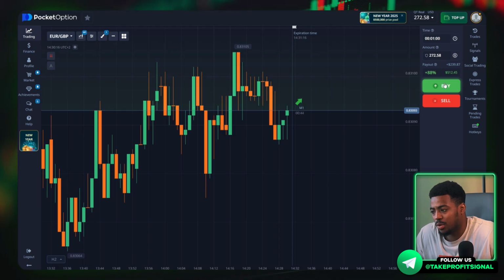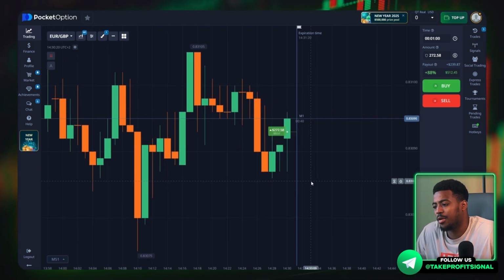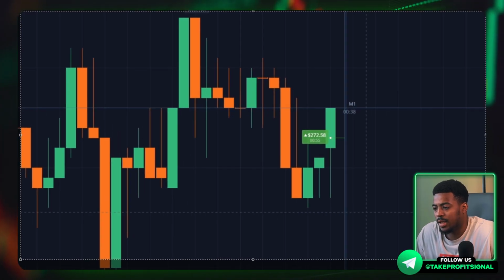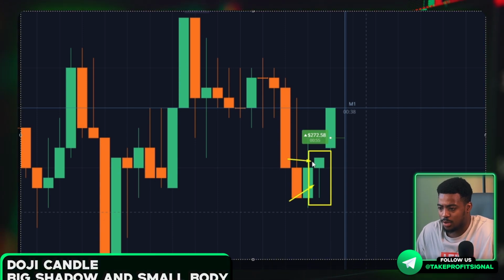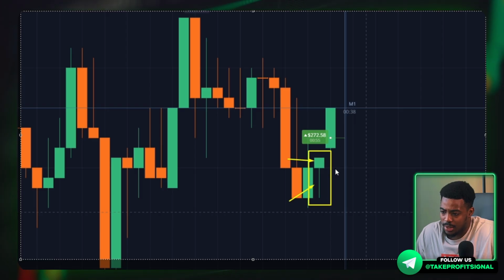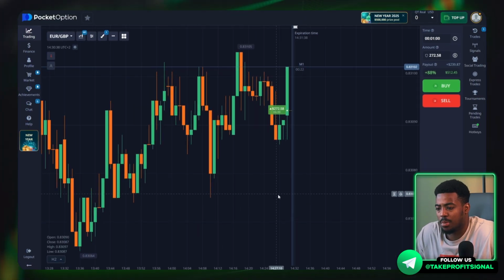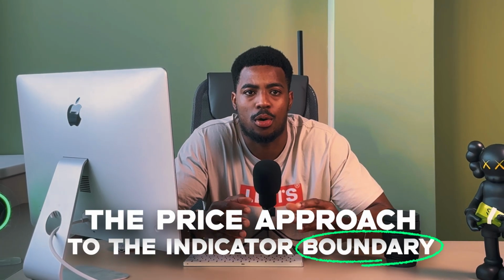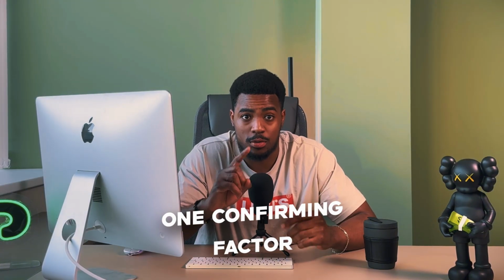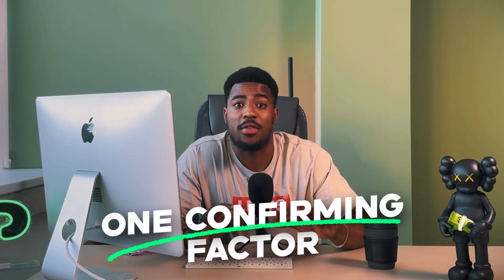By the way, while I was looking for the currency pair, here we have a doji candle formed. It is a candlestick with a big shadow on the bottom and a small body on the top. It indicates buyer dominance at this point. And let's talk about the order of actions when working with this strategy. First, you should see the price approach to the upper or lower boundary of the indicator. Secondly, you should see at least one confirming factor on the chart in the form of levels or candlesticks. And after that, you can open a position observing the risk management.